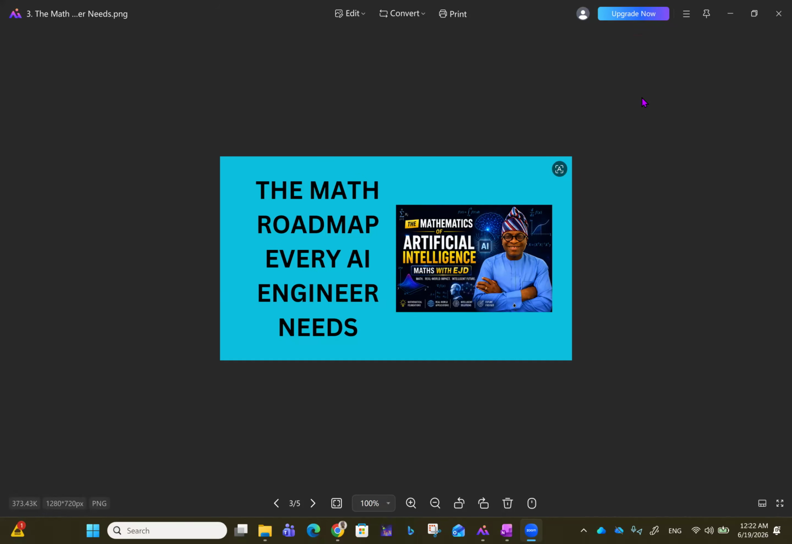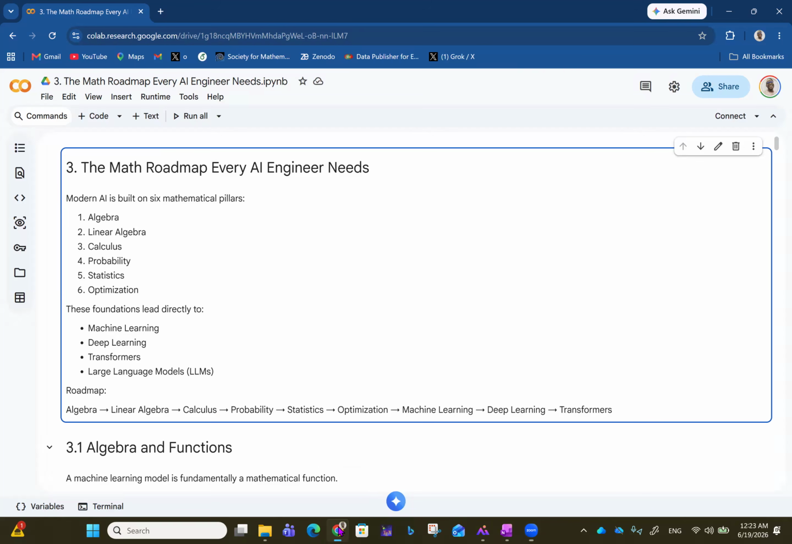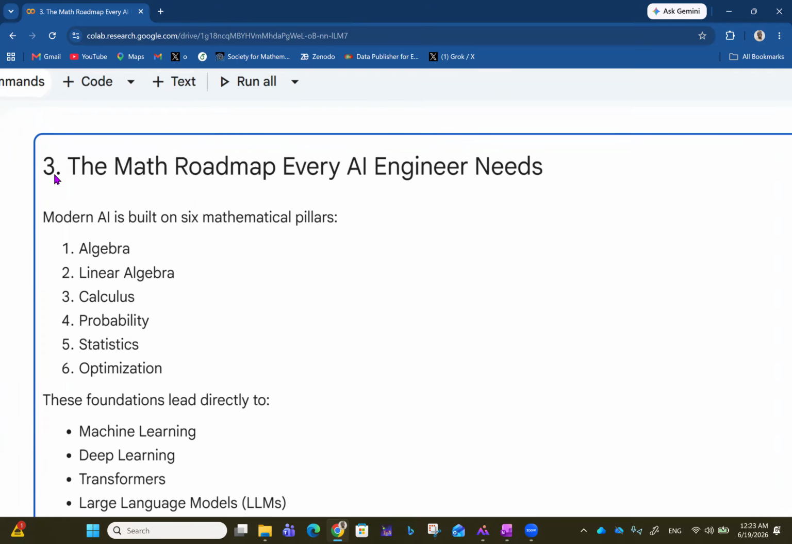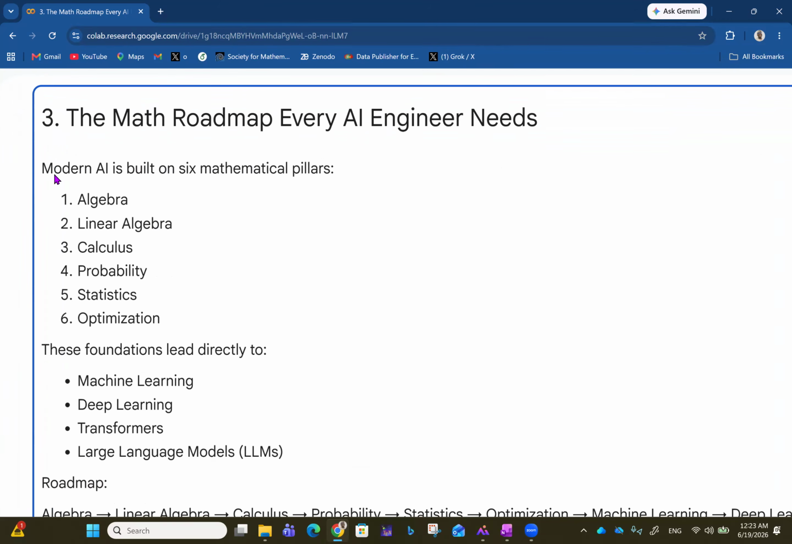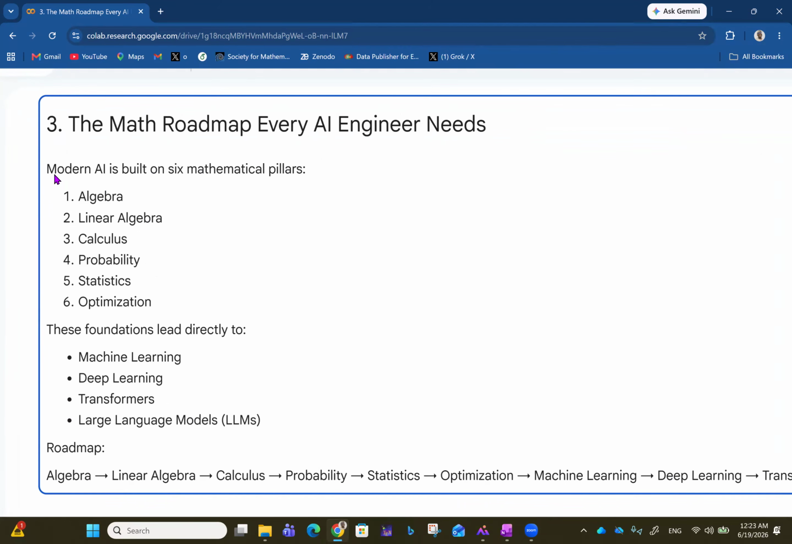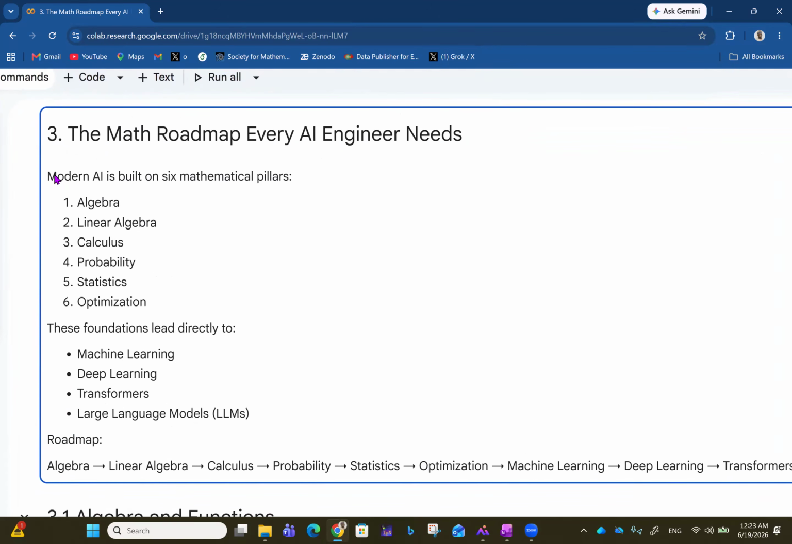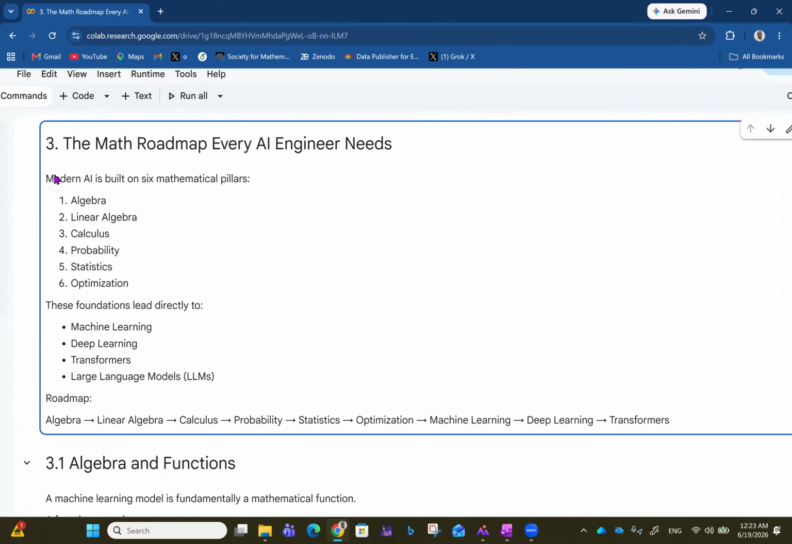So we continue with the mathematics of artificial intelligence by looking at the math roadmap every artificial intelligence engineer needs. In the first video, we had looked at 5 equations. Here we're looking at the math roadmap you need if you are intending to be an AI engineer.